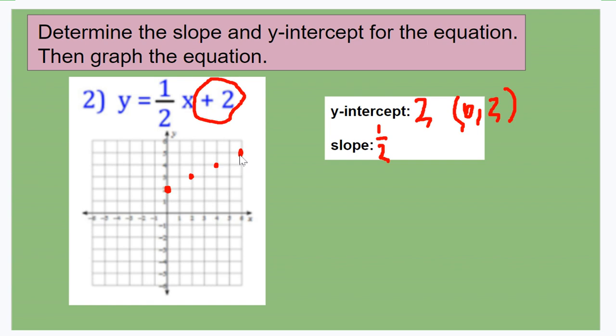Now we want to reverse it so that we can go all the way across our paper. So down 1, left 2. It's like doing the reverse. Down 1, left 2. And then, hopefully very straight, carefully connect with arrows on both ends, showing that it goes on forever in both directions. And there's the graph of y equals 1/2 x plus 2. Let's do another.